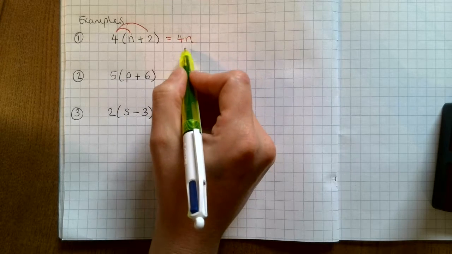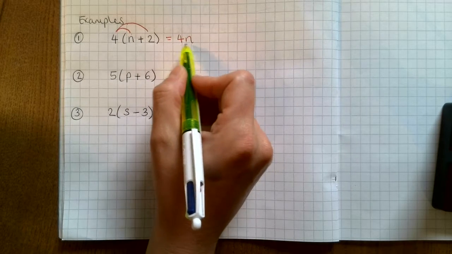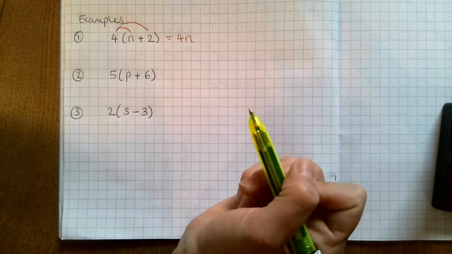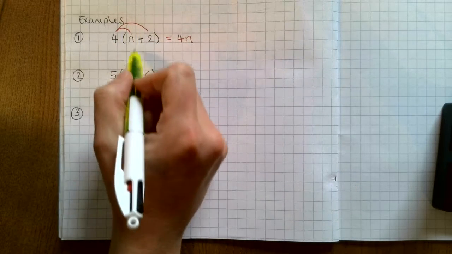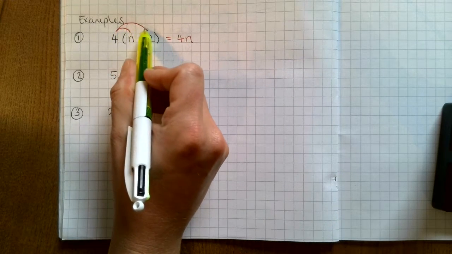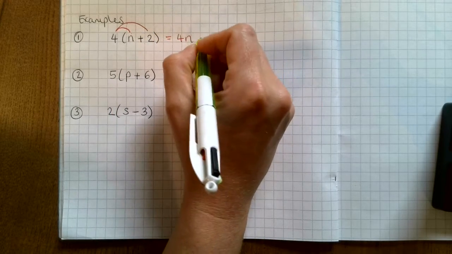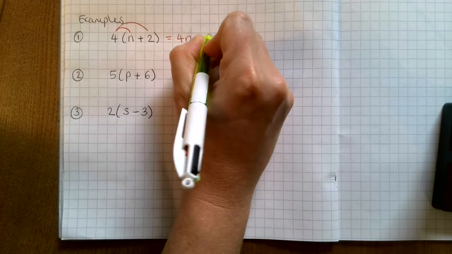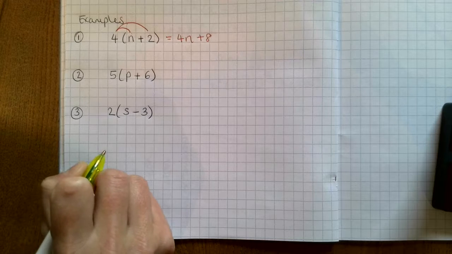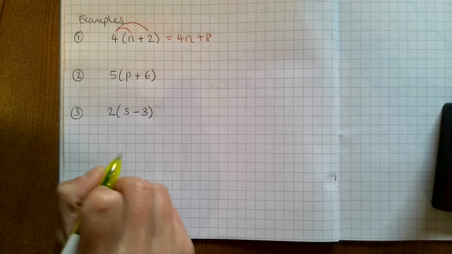If a letter is times by a number, we can just write the two things next to each other with the number first. And then 4 is timesing the 2. So 4 times 2 is 8. So that's it, 4n plus 8.